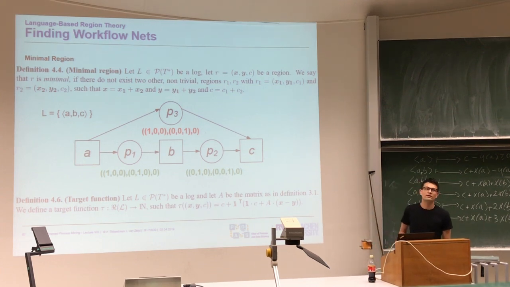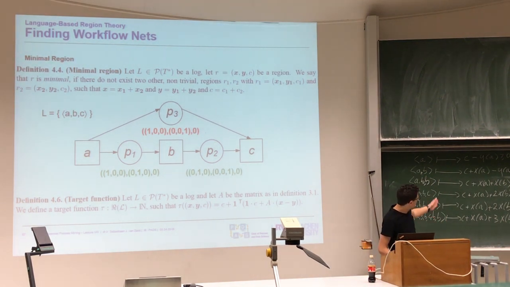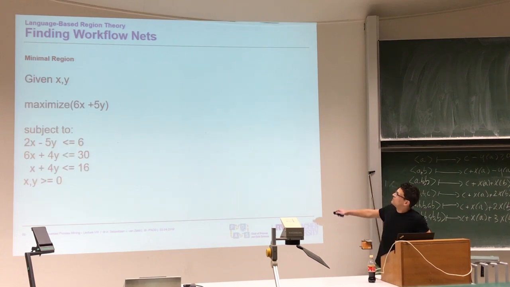Has anyone never seen linear programming before? Okay, most of you have, great. So with these constraints, we have a set of variables and linear constraints. So it seems to us that using integer linear programming could be very interesting to actually find interesting regions.